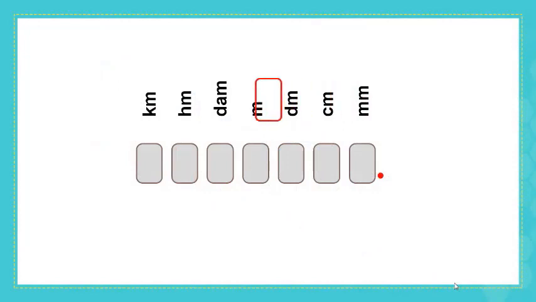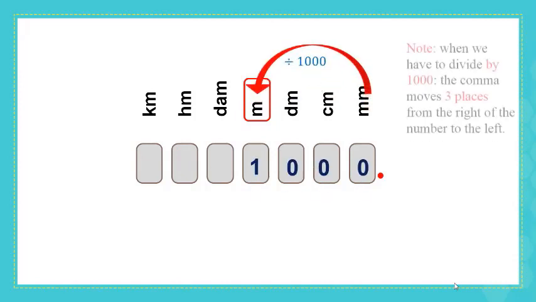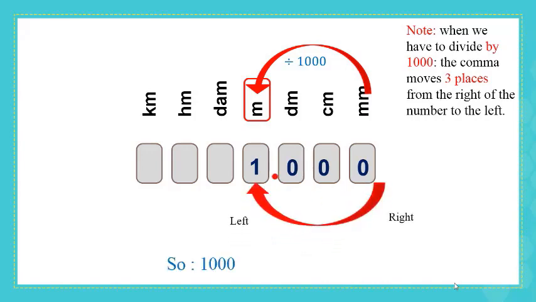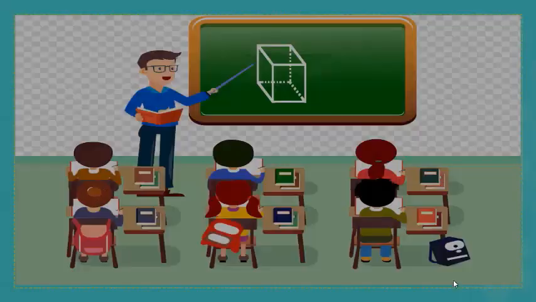To convert from millimeter, the smallest unit, to meter, the biggest unit, we divide, but in this case, there are 3 jumps, and in each one, we divide by 10. So we have 3 zeros, so we divide by 1000. When we have to divide by 1000, the comma moves 3 places from the right of the number to the left. So 1000 millimeter equal 1 meter.